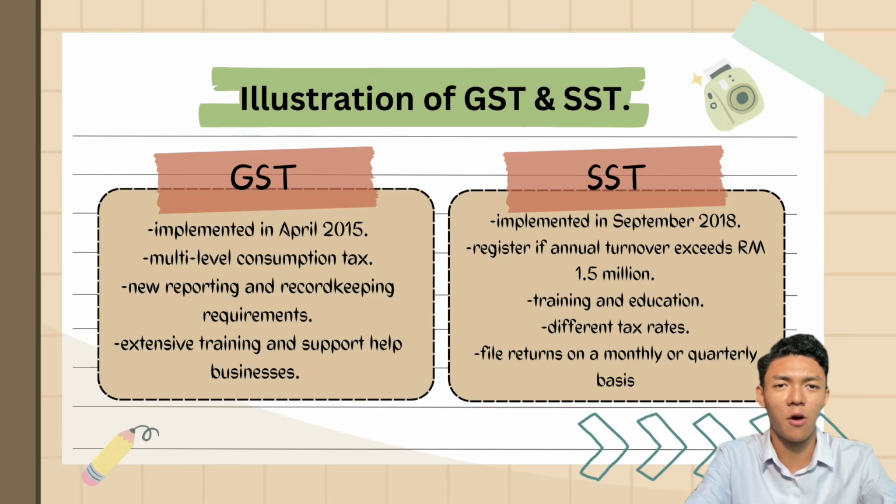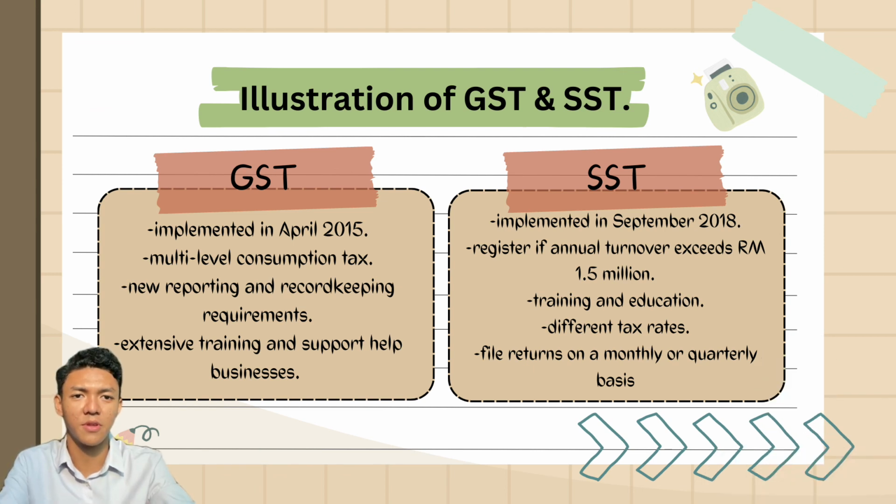The implementation of electronic filing and payment system was just one of many significant changes to the tax system that were made in order to establish a GST. Businesses have to register for the GST and comply to new reporting and record-keeping standards. Also, the Malaysian government offered significant support and training to assist firms in adjusting to the new tax structure.